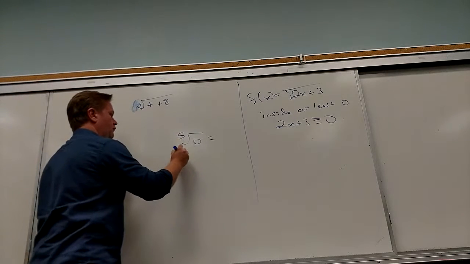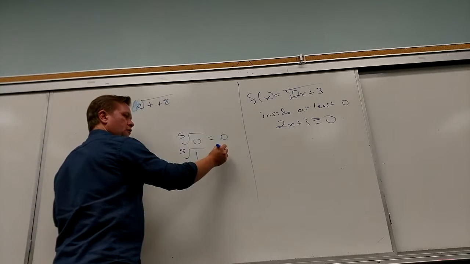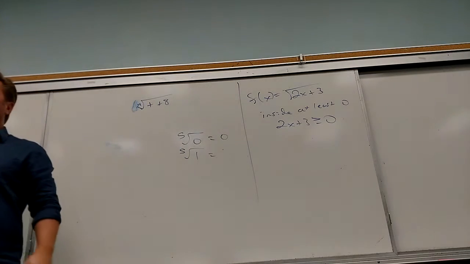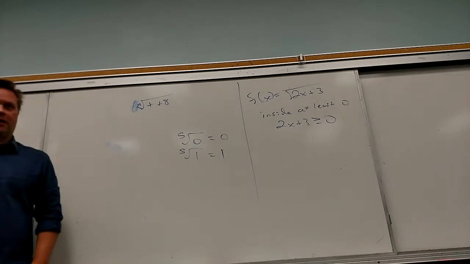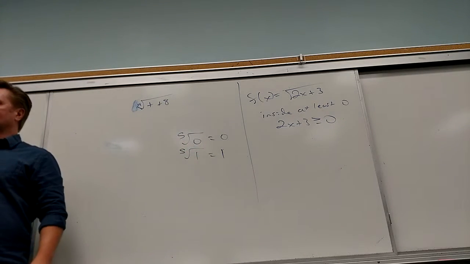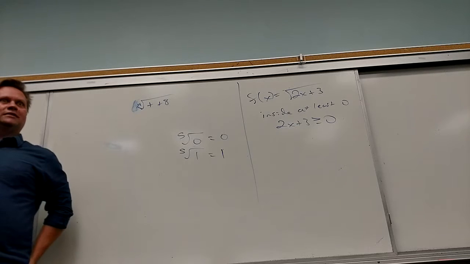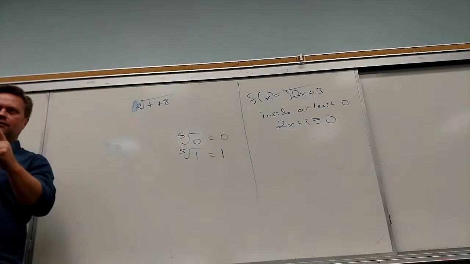Same thing with 1. What's the fifth root of 1? What does that take 5 of to multiply to be 1? 1. What's a billion and 7 ones multiplied to be? 1. So what's the billion and 7th root of 1? 1.